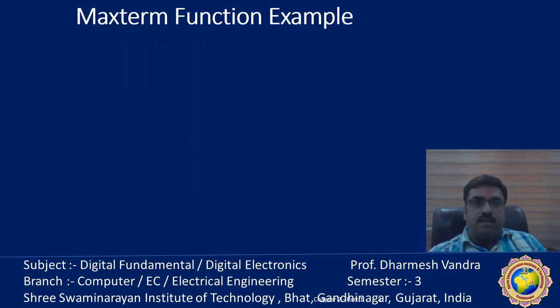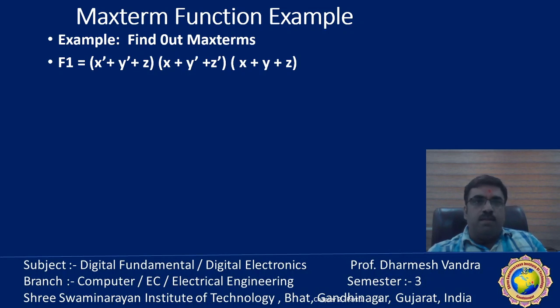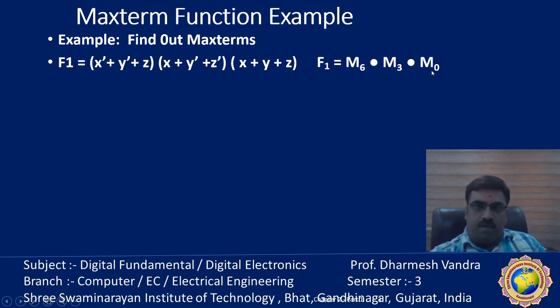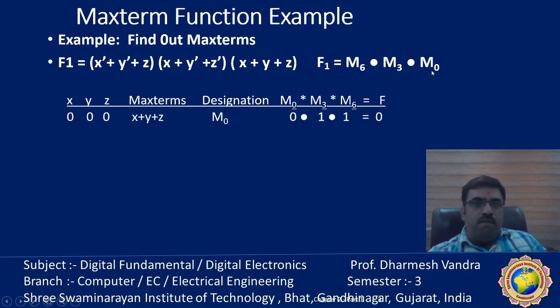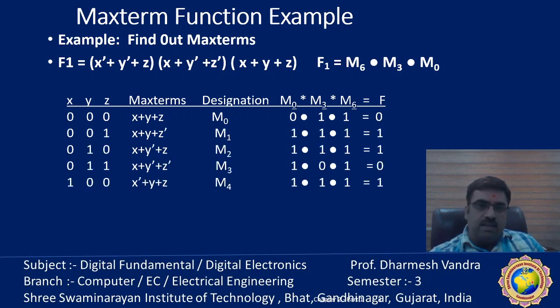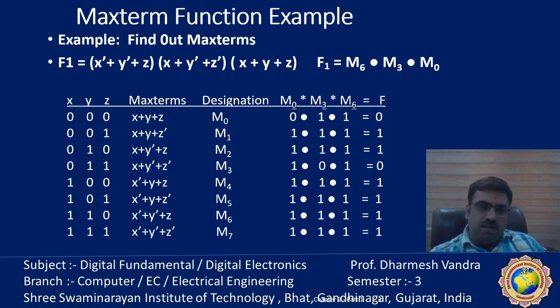Now let's take one example of a maxterm function. Suppose the function is given, f1 equals (x dash or y dash or z) AND (x or y dash or z dash) AND (x or y or z). Dash is always considered as 1. So this becomes 1, 1, 0, which is M6. 0, 1, 1 becomes M3. 0, 0, 0 becomes M0. If we take the AND of these maxterms, M0, M3 and M6, the function becomes 0 in those combinations and in the remaining combinations it is 1.